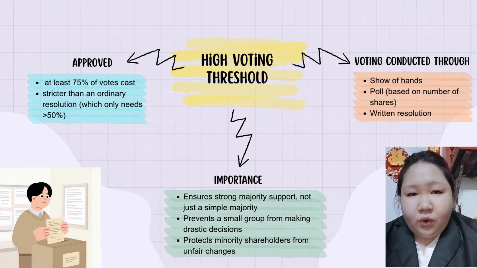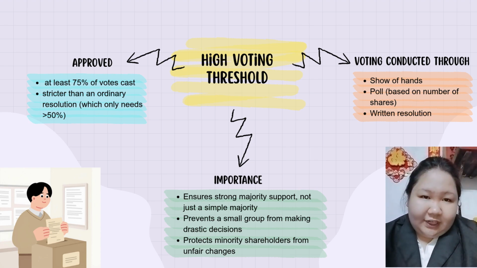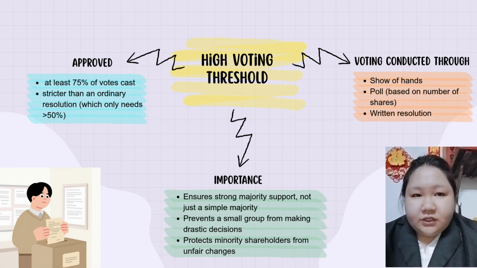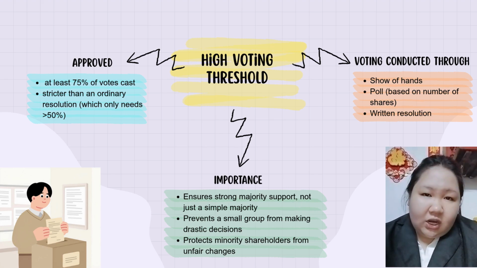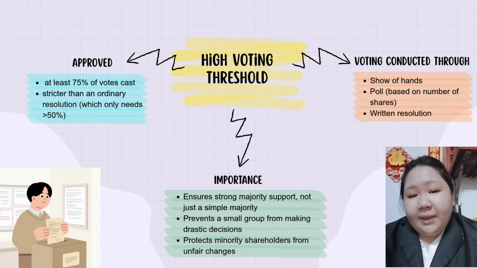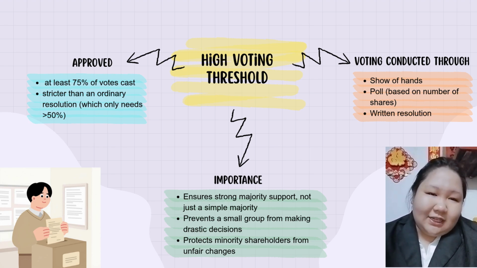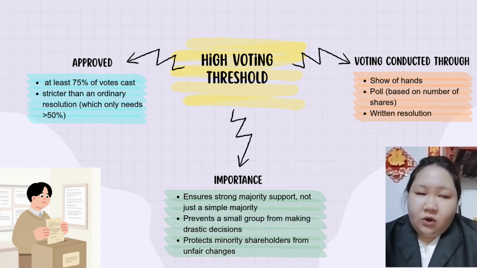Why is it important? Because it ensures strong majority support, to make sure the shareholders agree. It is also to protect the minority shareholders and to make sure all decisions are made carefully and fairly. It prevents a small group from making drastic decisions or controlling the decisions.